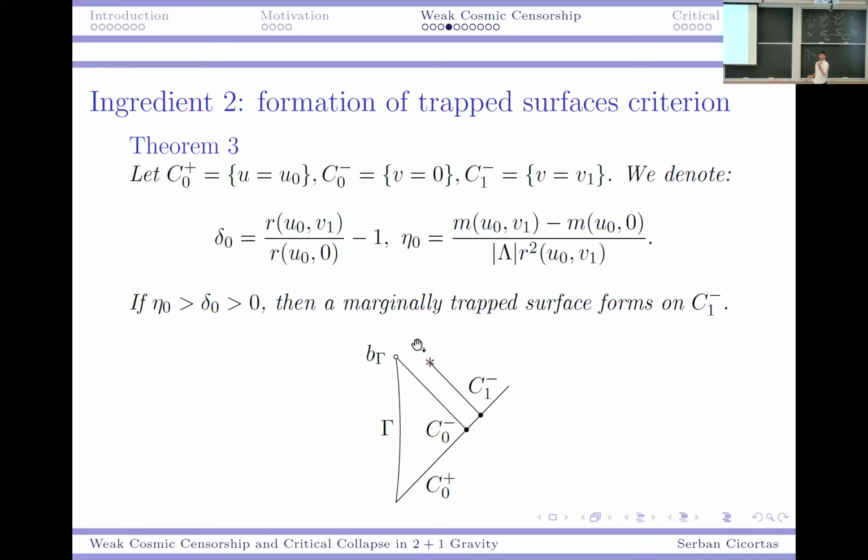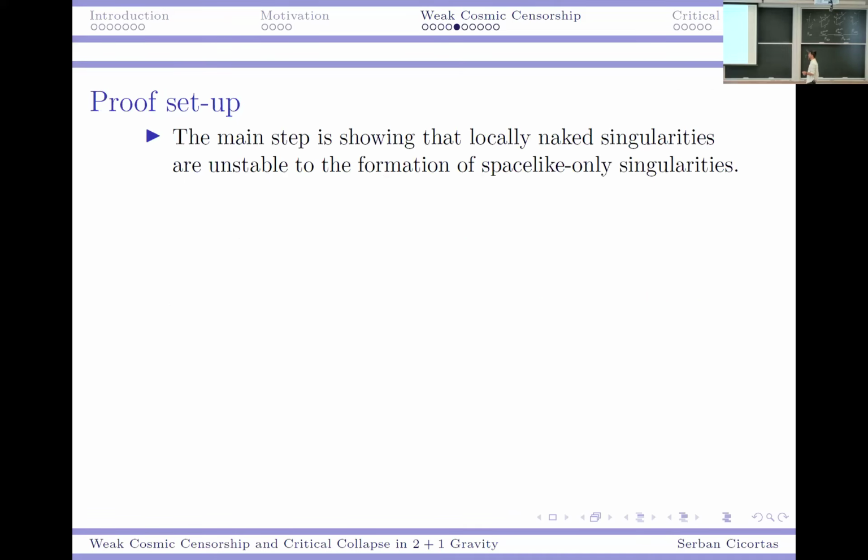Okay, so this will be the second essential ingredient that we're going to use. Now let me start talking about the proof of the main theorem. The main step, the second ingredient that I wrote, is showing that locally naked singularity spacetimes are unstable to the formation of space-like only singularities. Once you do that, then you can prove that naked singularities are non-generic and so on.